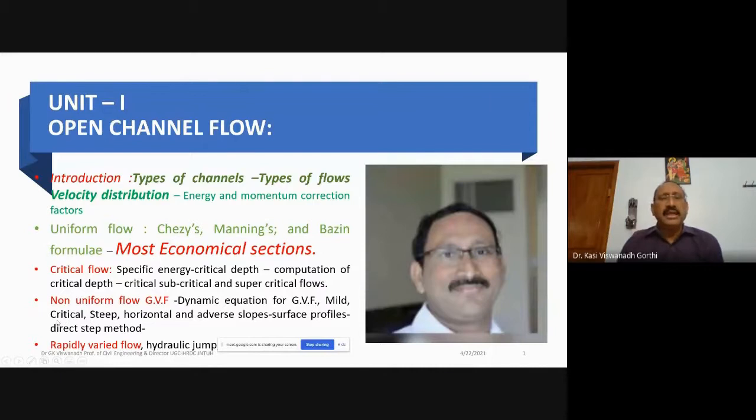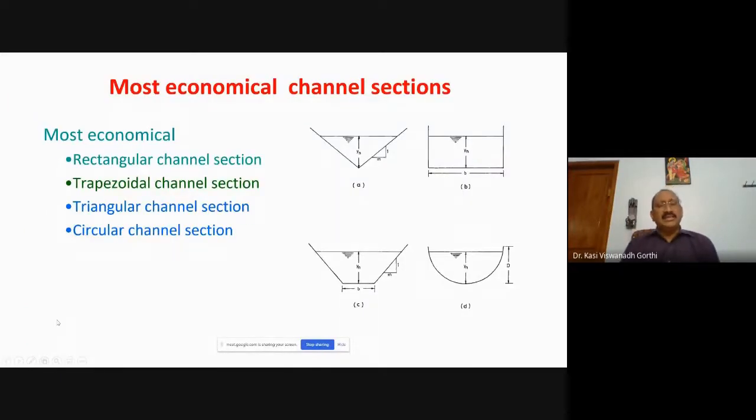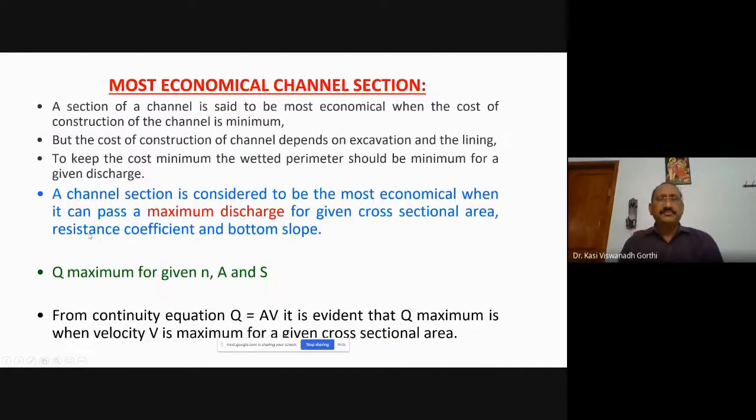So how do we arrive at this most economical channel section? We may have different shaped channel sections, but we limit our study to four major shapes: rectangular, trapezoidal, triangular, and circular channel sections. Most economical rectangular, most economical trapezoidal, most economical triangular, and most economical circular sections, and we try to verify the conditions for them.